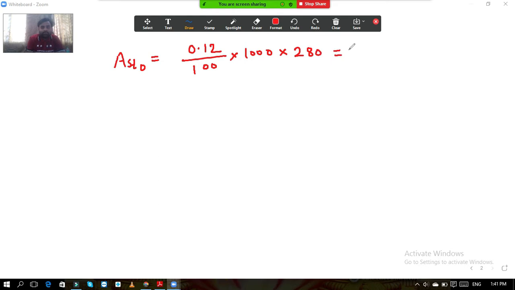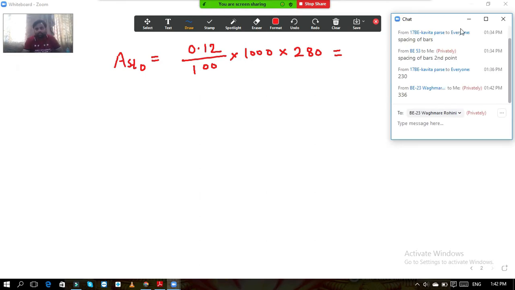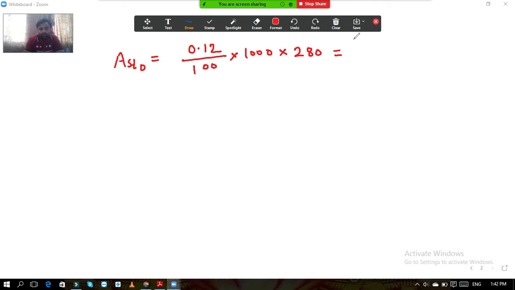What is the answer? If you solve this, you will get the answer. Let me know the answer fast. 336. Okay, so the answer is 336 mm square. As it is area, we will take it in mm square.